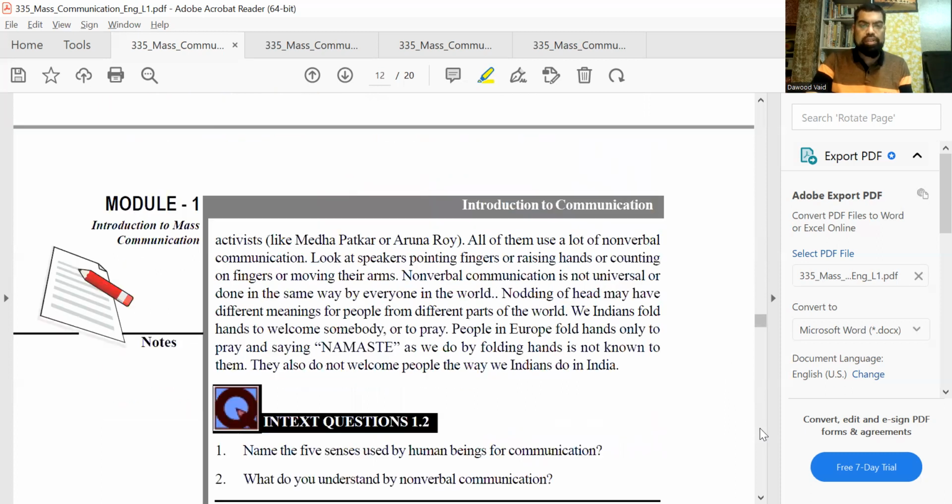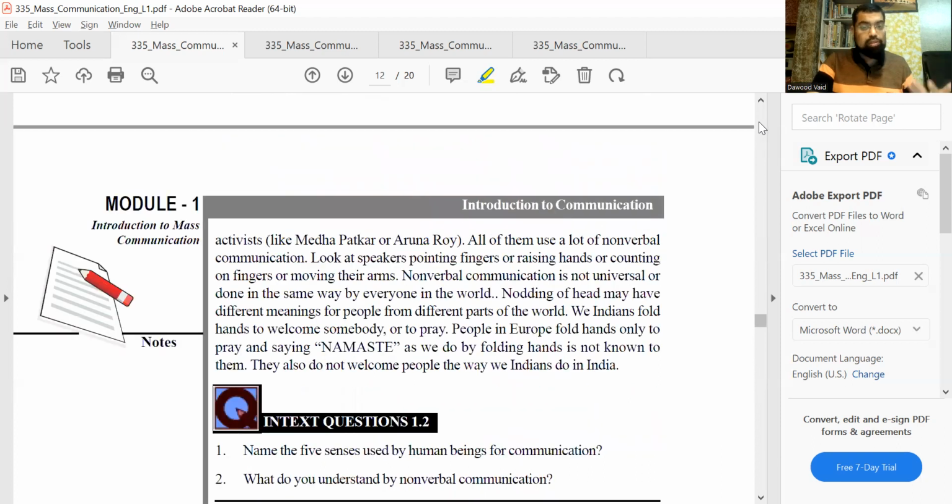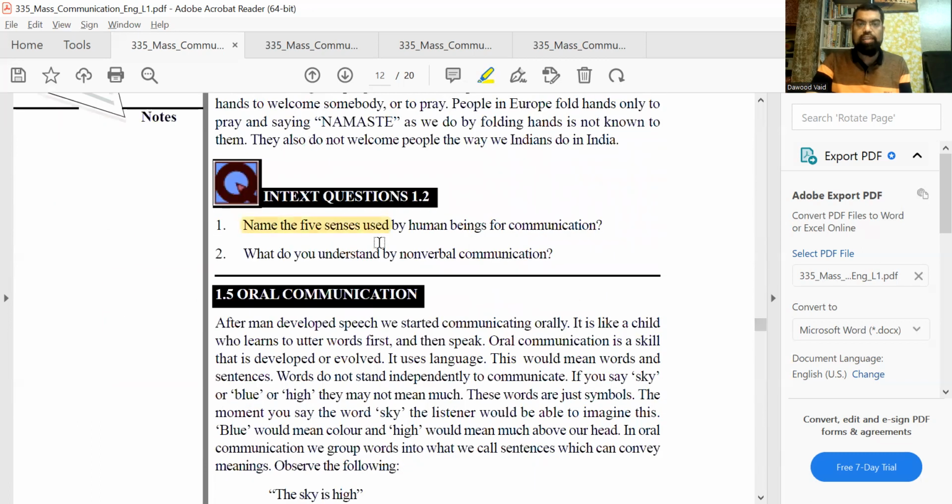I give you examples of a traffic signal. I give you the example of people, so many theater actors, mime artists, all of these use non-verbal communication. So five senses and non-verbal is what we have been talking about.